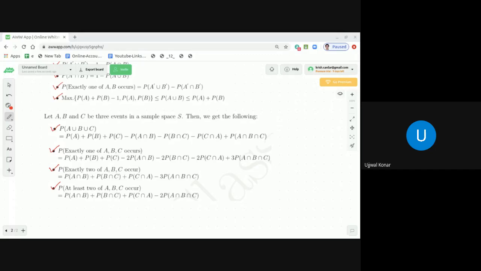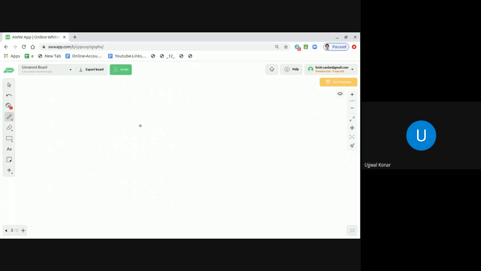Now, dear students, the next point I'm going to discuss is conditional probability, and that is a very important topic. Let A and B be two events in a sample space S. Now, the probability of the event A subject to the condition that event B happened, that we are going to discuss. Let me give you an example.